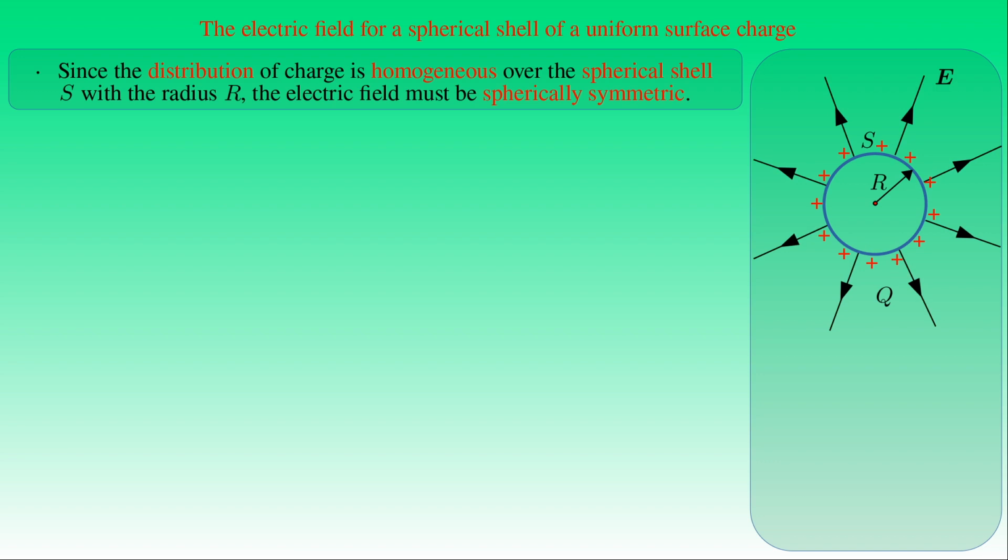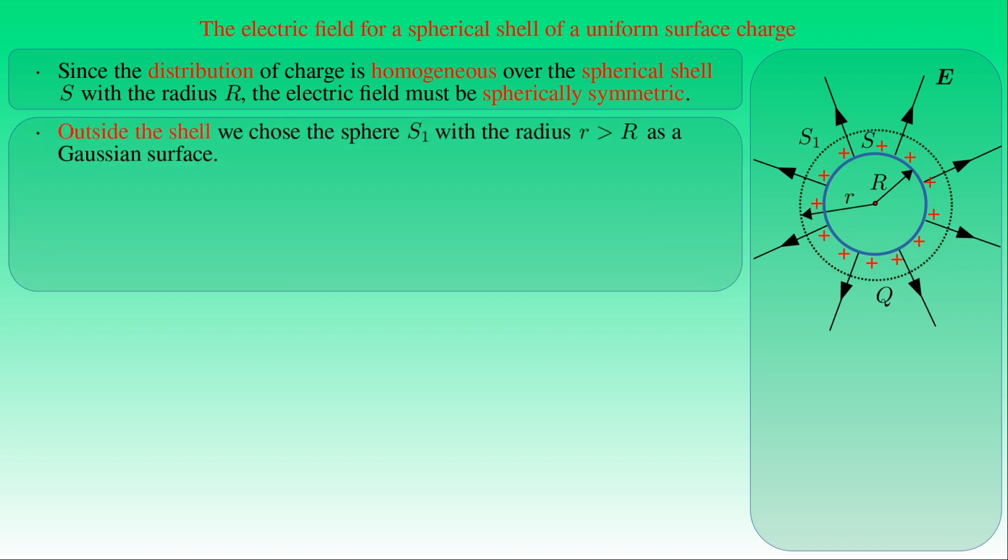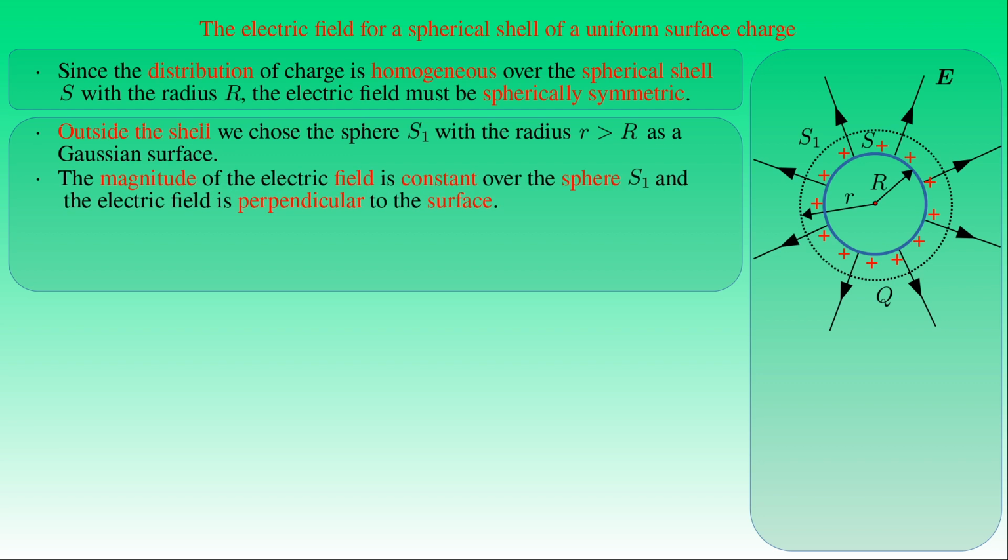If we examine the electric field outside the shell, we can choose a sphere S1 with a radius r greater than R as a Gaussian surface, which encloses the charged shell. For such a choice, the magnitude of the electric field is constant over the surface S1, and the field lines are perpendicular to the sphere.